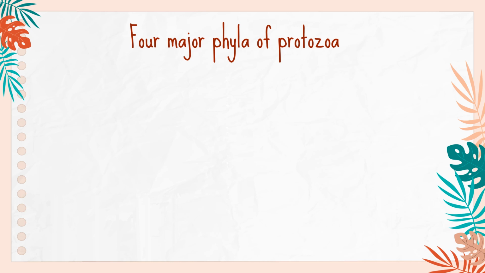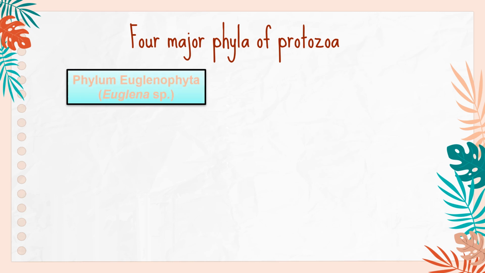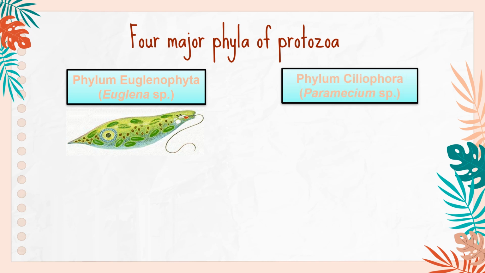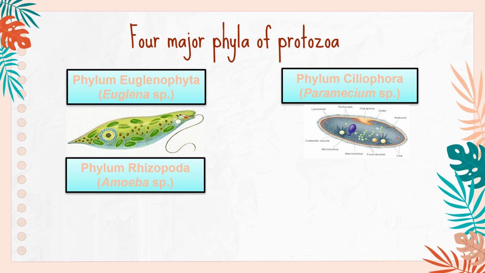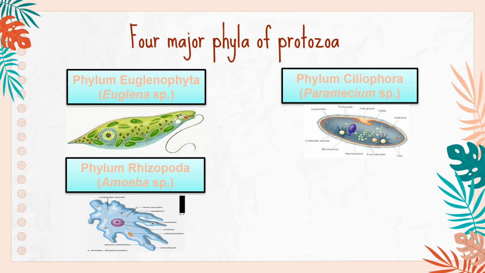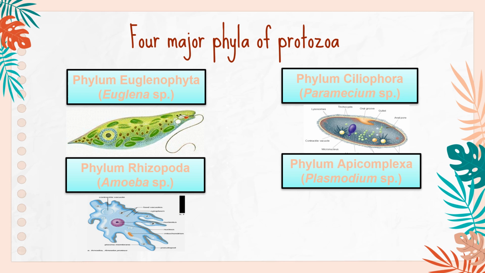Four major phyla of protozoa. Number 1 is phylum Euglenophyta. This is the example of Euglena species. They have flagella. Phylum Ciliophora, which is Paramecium species. They have cilia used for their locomotion. Number 3, phylum Rhizopoda. This is the example of Amoeba species. They use pseudopods for their locomotion. And last, phylum Apicomplexa. This is the structure of Plasmodium species. They are non-motile.